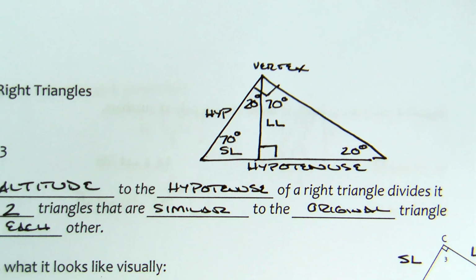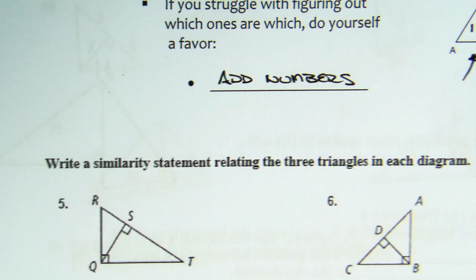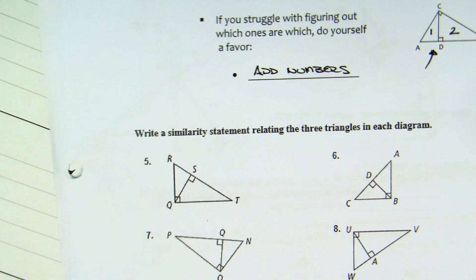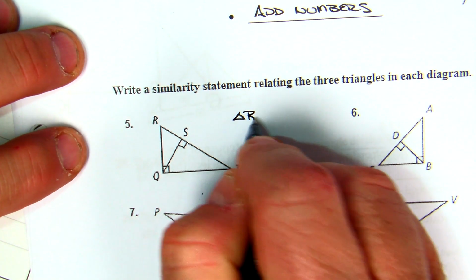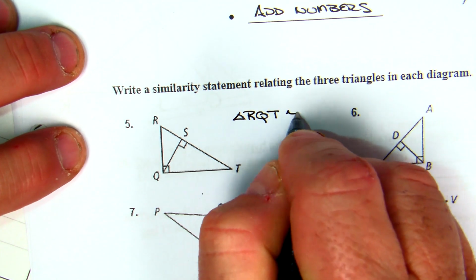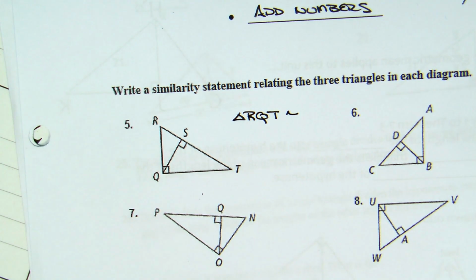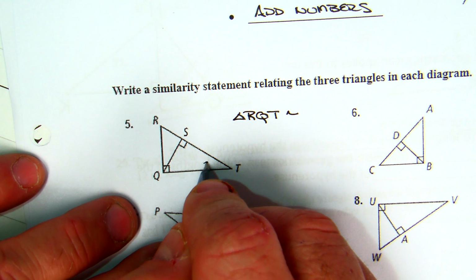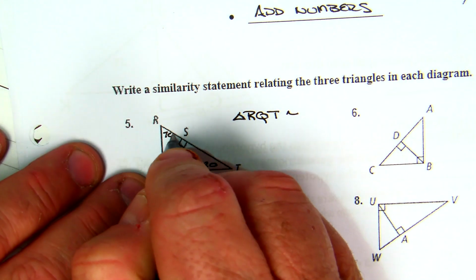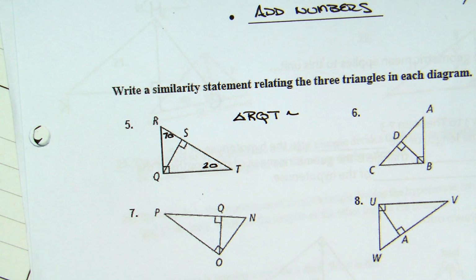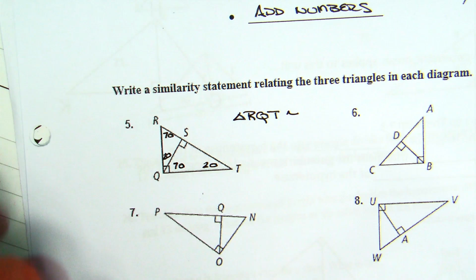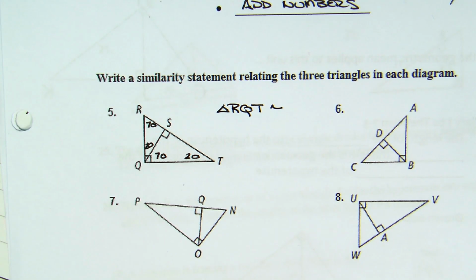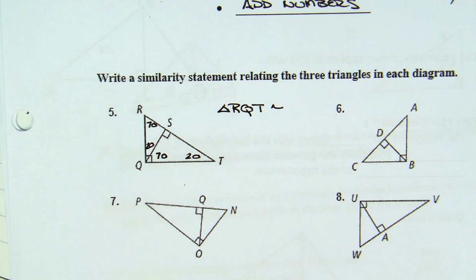All right. So, write a similarity statement relating the three triangles in each diagram. If I look at number 5, triangle RQT is similar to. Now, this is where putting in the numbers can help. If I look at triangle RQT and make that the 20 and that the 70, I now come and make that the 20, that the 70, and that allows me to go with the similarity statement for both.